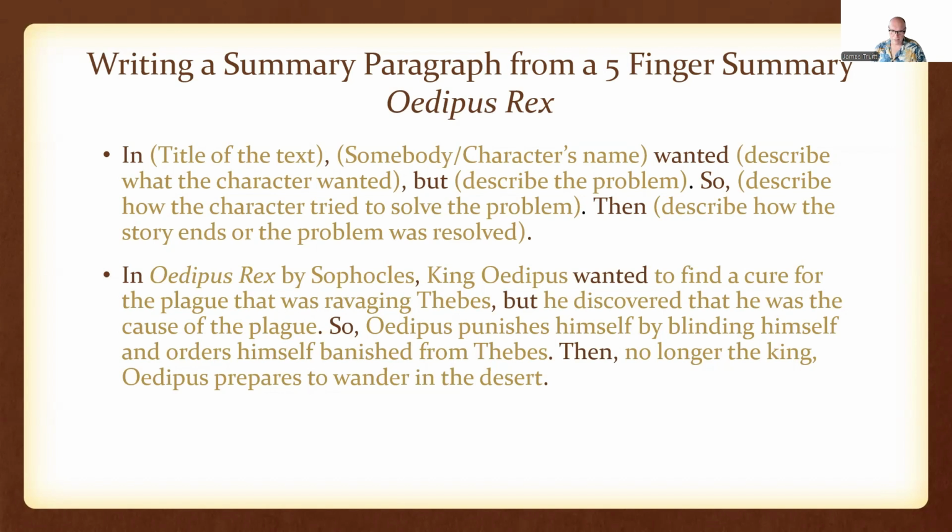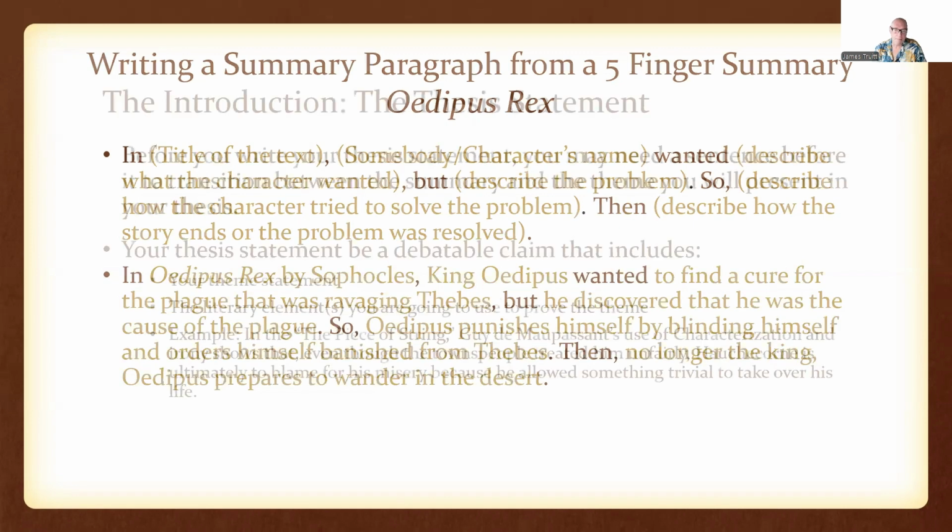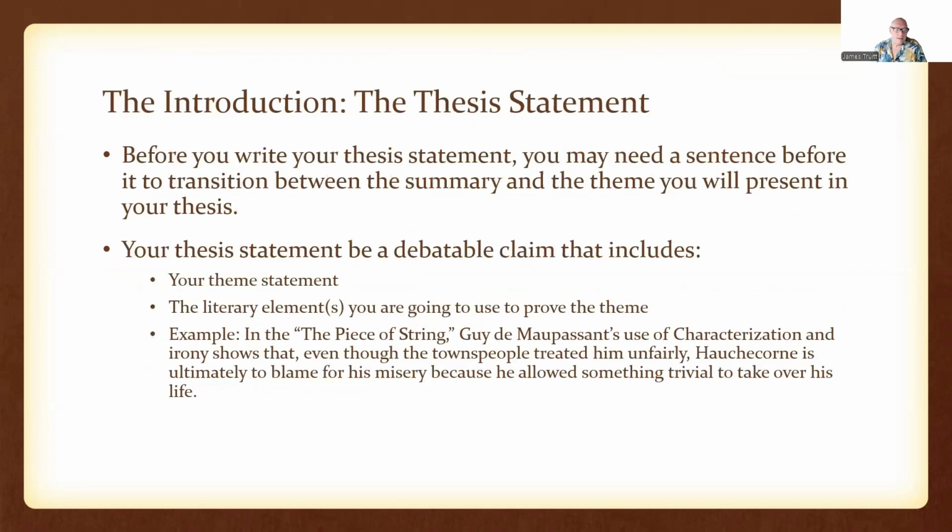So like I said, as you can see, I changed some of the wording and added some details that weren't in the original five-finger summary, but breaking it down that way gives you a framework to start from. So we have so far the hook and we've done the summary. Now we're getting to the thesis statement.